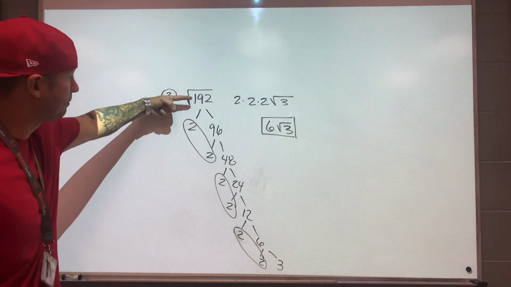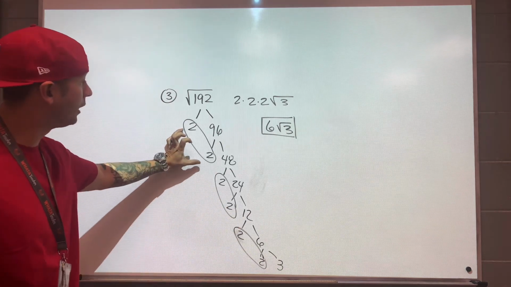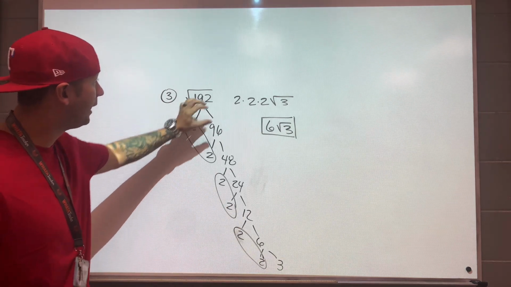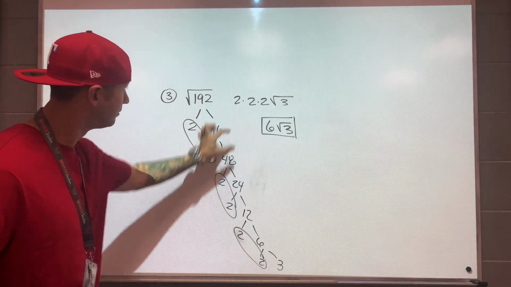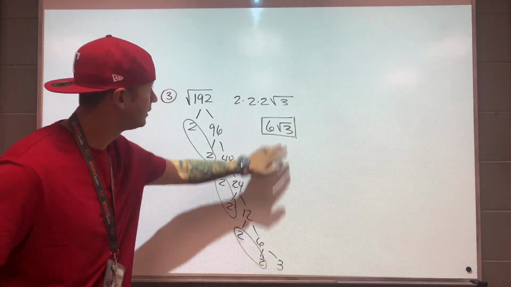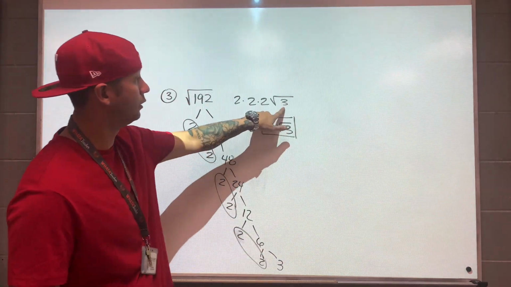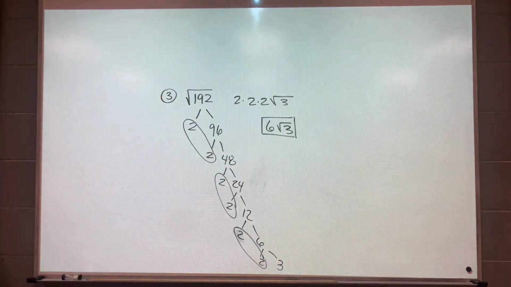So you break this number up inside into its prime factors. Then you pull out the pair and they get multiplied. And whatever's left over, the single, like the lone number, those stay behind. So 6 root 3.